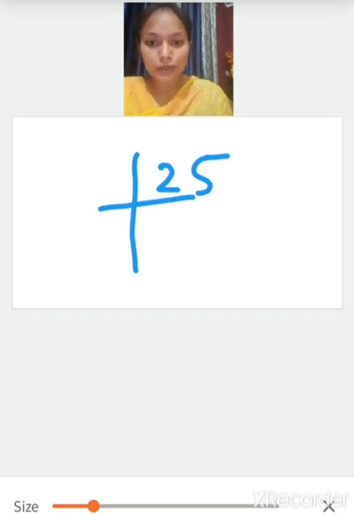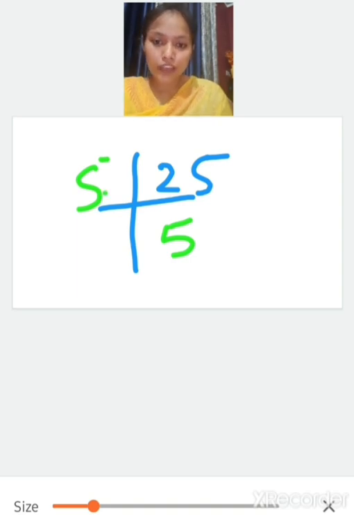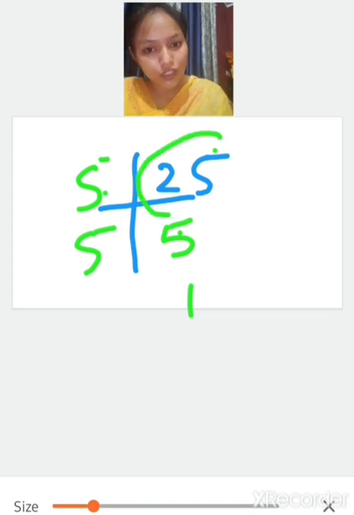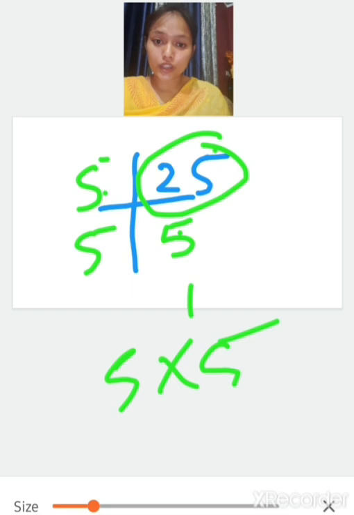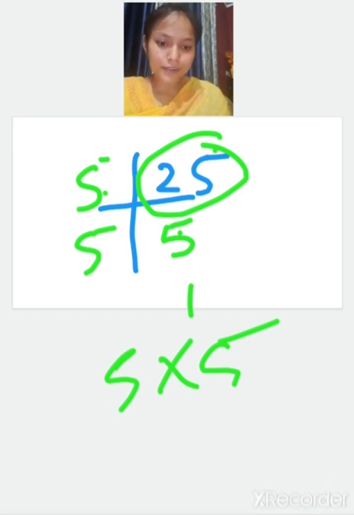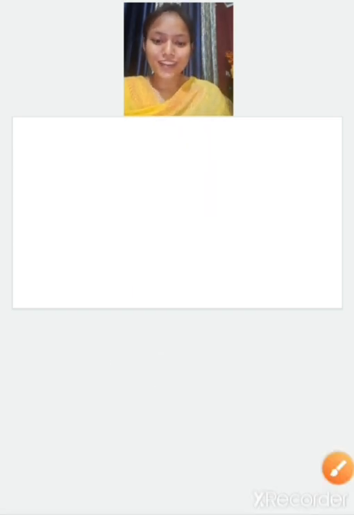Yes, it comes in the table of 5. So it is 25 divided by 5. It will be 5 fives are 25. Now again 5 is here, so I'll divide by 5. 5 ones are 5. So what are the factors of 25? It is 5 into 5. So these are the factors of 25. Is it clear? Okay, now let's move to the next one.